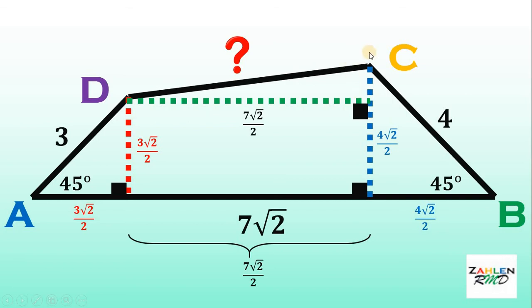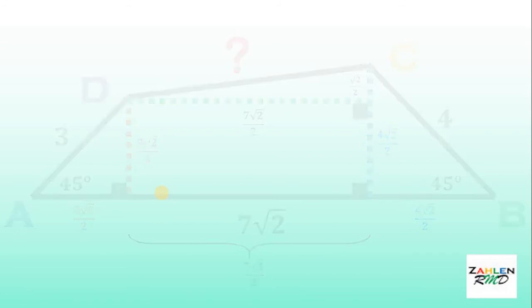Next, let's find the length of this small piece. The length of this small piece is simply 4 square root of 2 over 2 minus 3 square root of 2 over 2, or simply square root of 2 over 2. After using the Pythagorean theorem, we're done. But as you can see, we use a lot of fractions and radical numbers, so I will leave the rest of the calculations to you, and I will now proceed to the second solution.